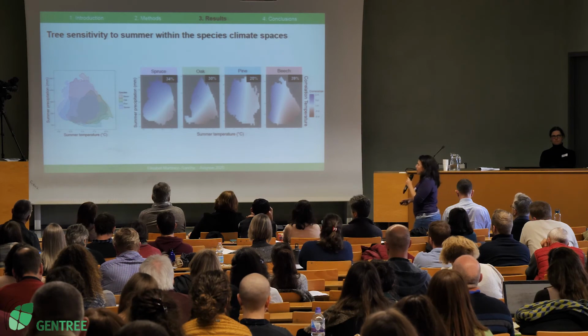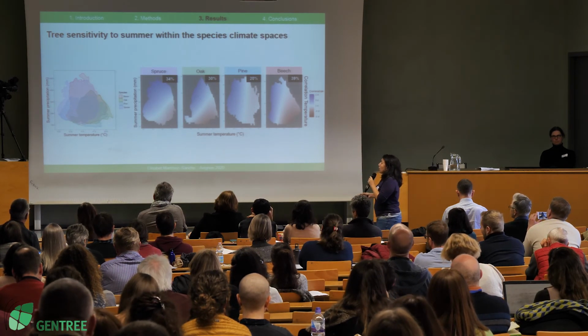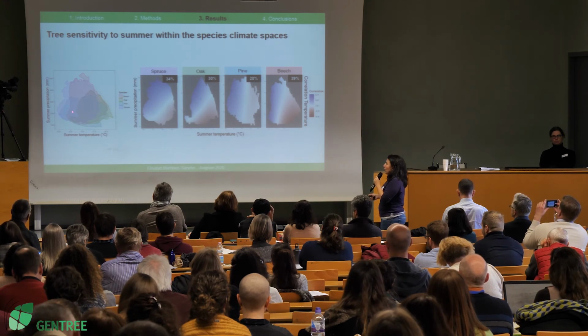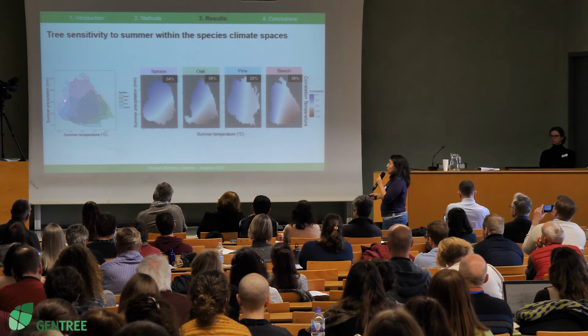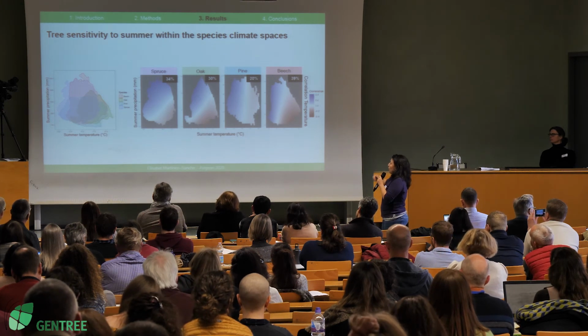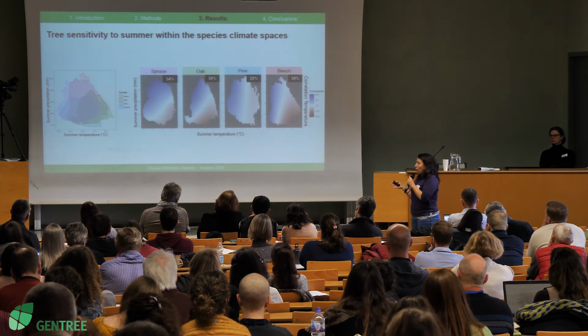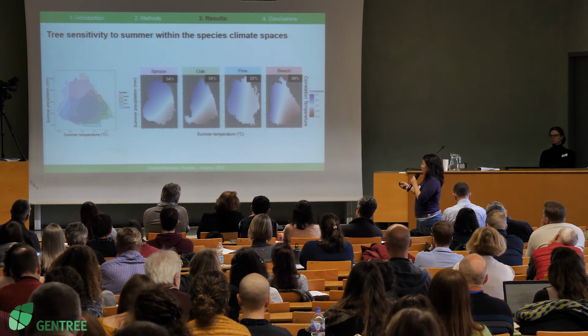So these are the first results. Here we have the climate space of the 4 species, and we see that they overlap in some areas, but there are some areas where the species are unique, meaning that they are more competitive in this kind of climate. And then when we have our areas, we plot our predictions of correlations between tree growth and summer temperatures for the 4 species.